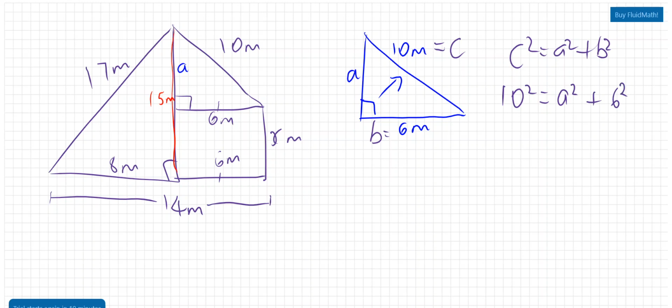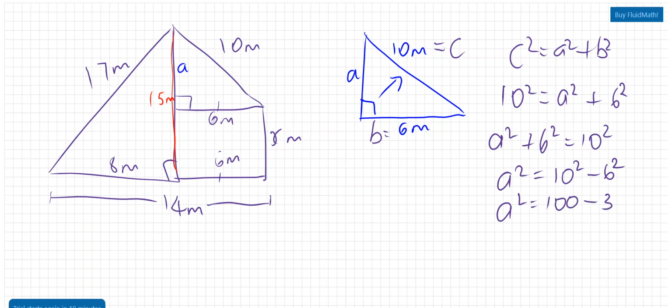Now we can rewrite this. So A squared plus 6 squared is equal to 10 squared. And now let's subtract the 6 squared from both sides. So we're left with A squared is equal to 10 squared minus 6 squared. And that cancels out. So now let's evaluate. So A squared is equal to 100 minus 36. And that leaves us with A squared is equal to 64.